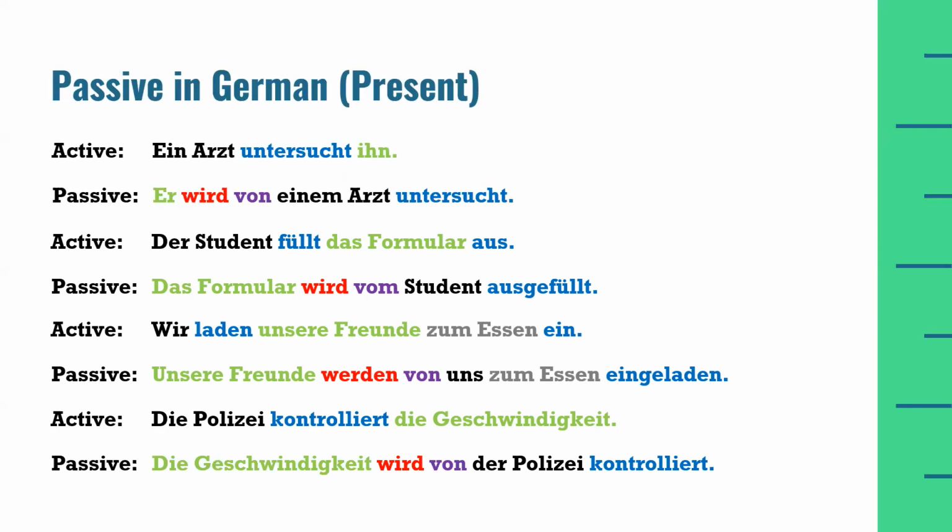At second position, we will use werden and we will conjugate it according to the subject die Geschwindigkeit. So werden becomes wird. Then we use von, and who is controlling the speed? Die Polizei. Now, because of this preposition von, the article of die Polizei will change to der Polizei, because this is the dative definite article for a feminine noun Polizei. So von der Polizei, and the last position of the sentence is for the participle zwei form of the verb.